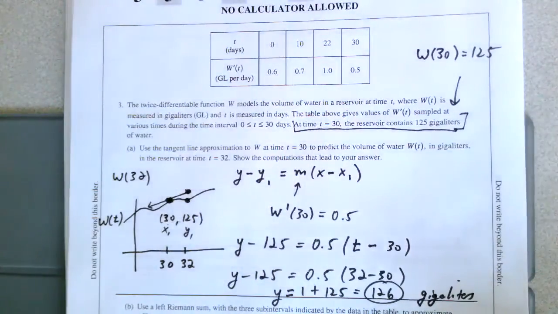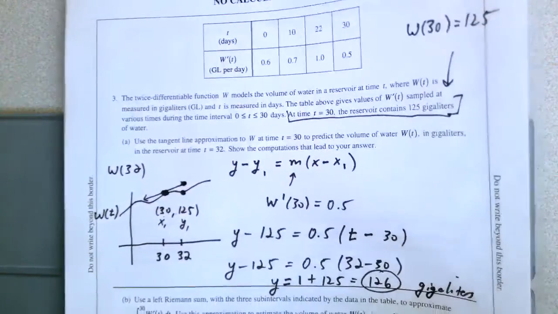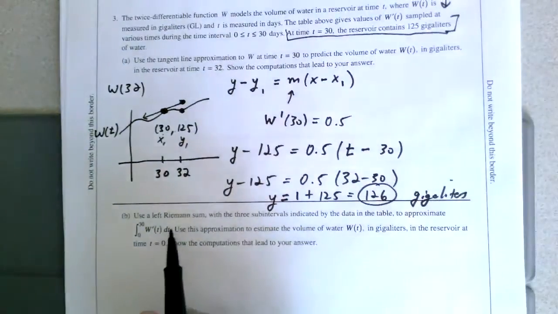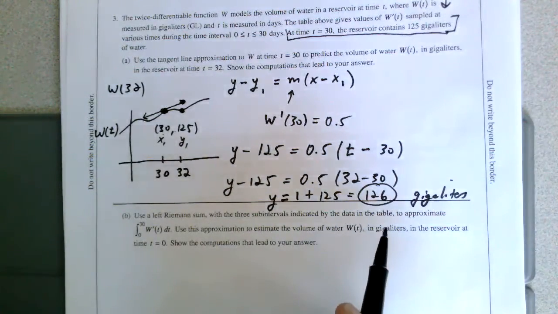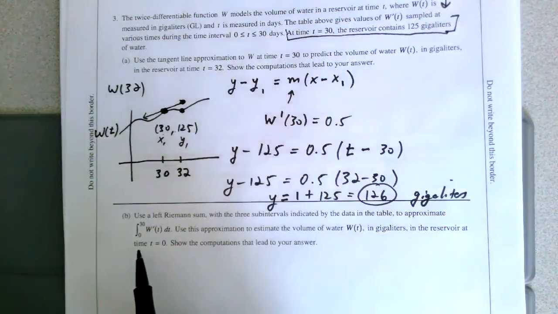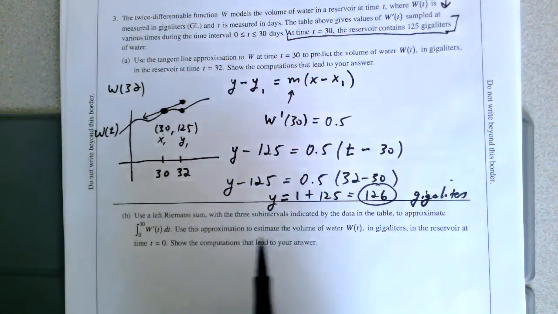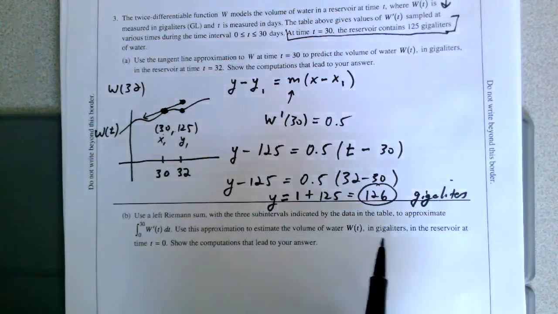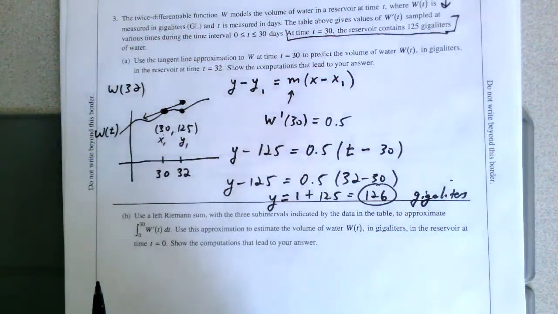Okay, so that is part A. Part B, let's read part B. It says, use a left Riemann sum with 3 subintervals indicated by the table in the data to approximate the integral of w prime of t dt. Use this approximation to estimate the volume of water w of t in gigaliters in the reservoir at time t equals 0. Show the computations that lead to your answer.